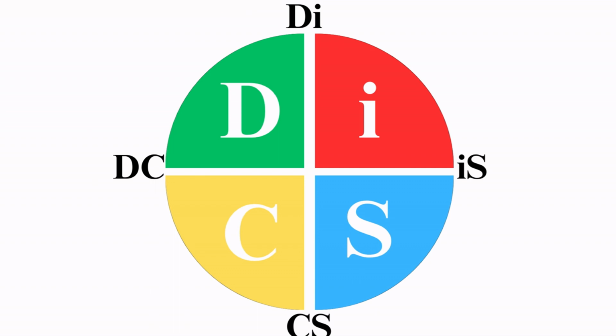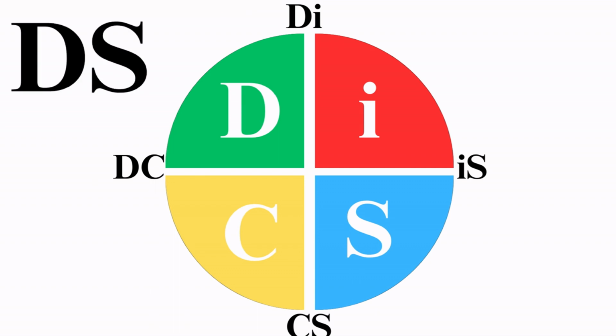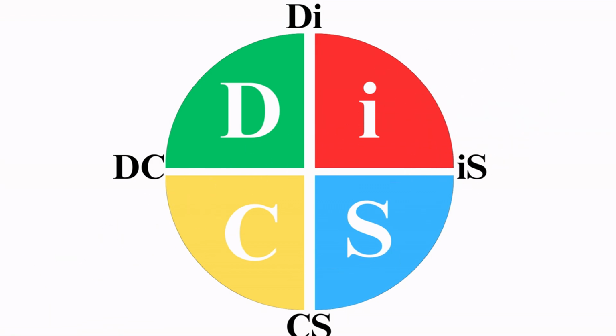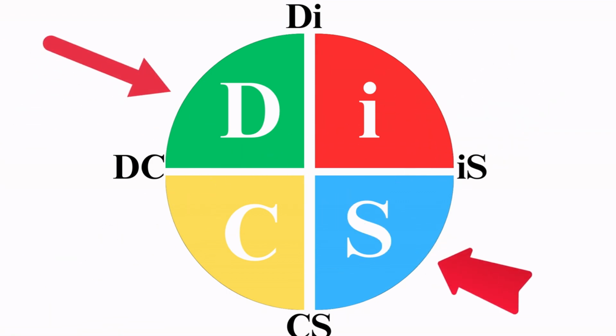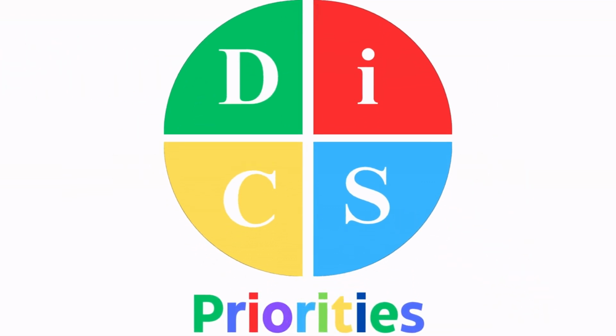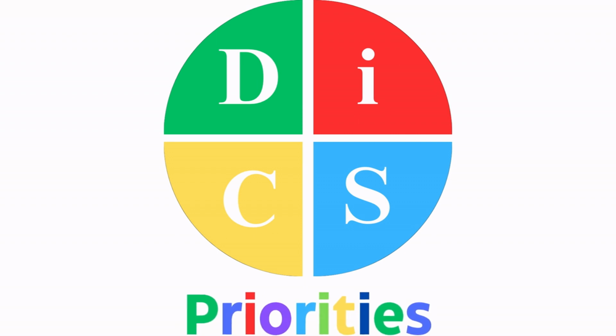As you can see, some scales do not exist as combos, such as DS, because the model does not support this as a possibility. However, if you are dominant or steady, that does not mean you do not have traits of the opposite. That's where priorities come in. Priorities are measured completely separate from your DiSC scale. Yes, there will definitely be correlation between your priorities and your scale. However, you may exhibit small amounts of other scales, which is completely possible and okay.